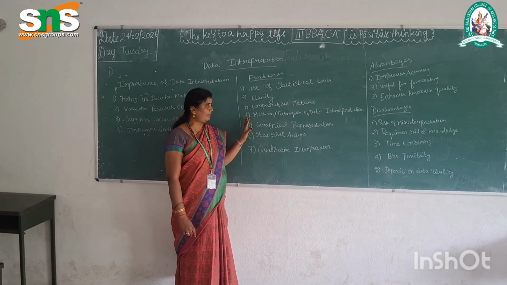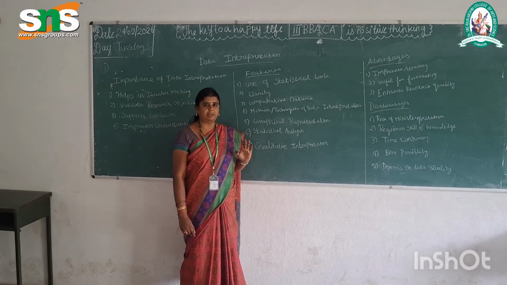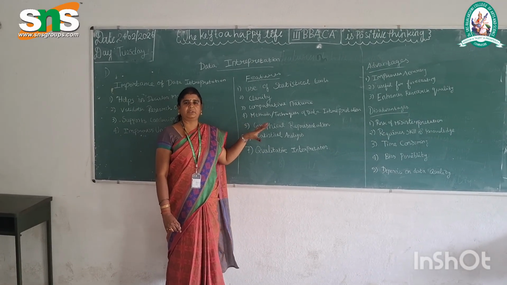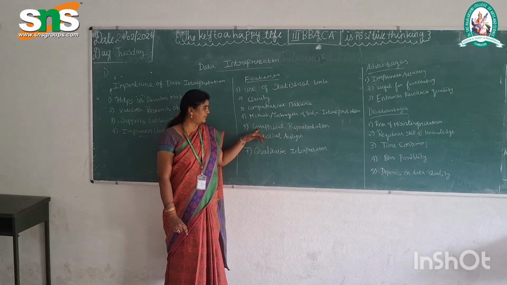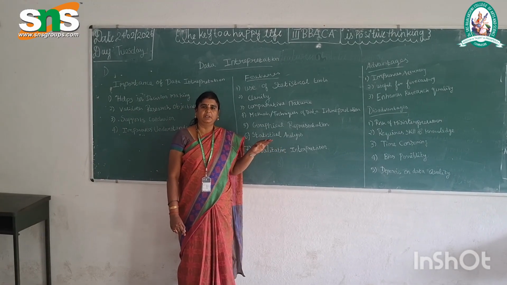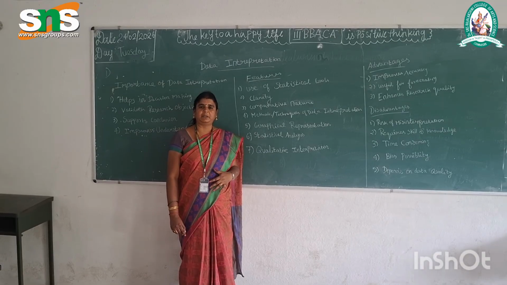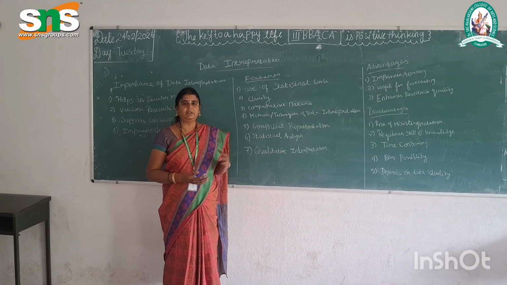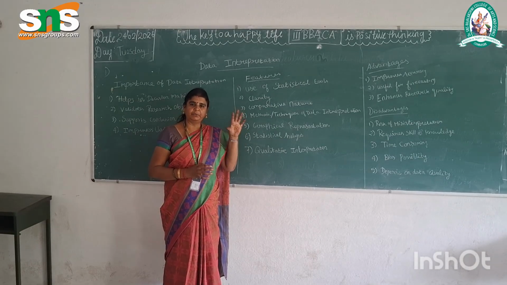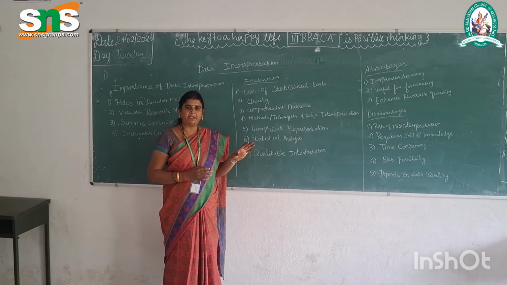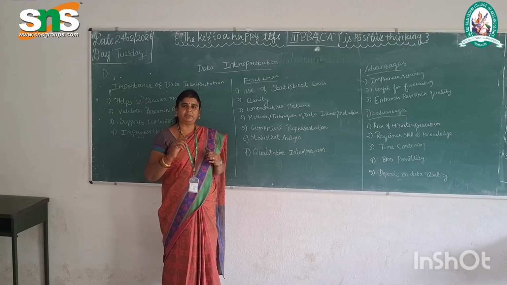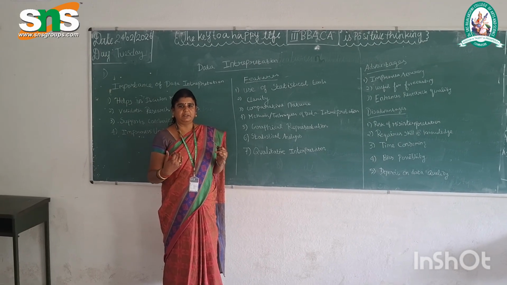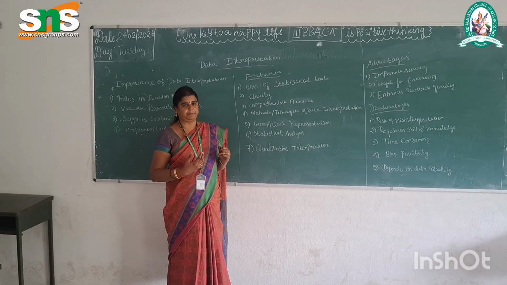Next one, methods and techniques of data interpretation. This is under the subdivision. The methods we use while interpreting data, first one, graphical representation. Here we use graphical representations that are easily understood by others. For example, when we get data for five bases, that data will be presented through charts or bar diagrams. This will be easily understood by others. So we have to use some graphical representation.